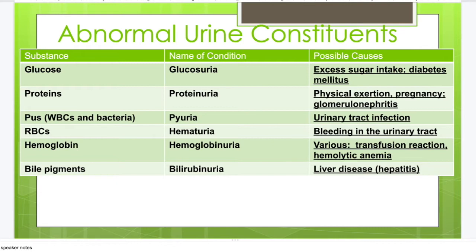Hemoglobin, which is found in red blood cells, should not be found. There are various causes for that. It could be a bad reaction to a transfusion. It could be due to a condition called hemolytic anemia. And then bile pigments: bile is produced by your liver and then stored in your gallbladder to help you digest fat. If bile pigments are found in the urine, that could be a sign of liver disease, such as hepatitis.